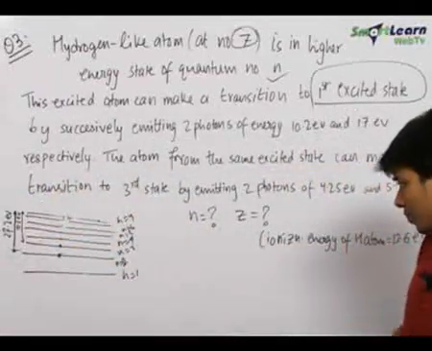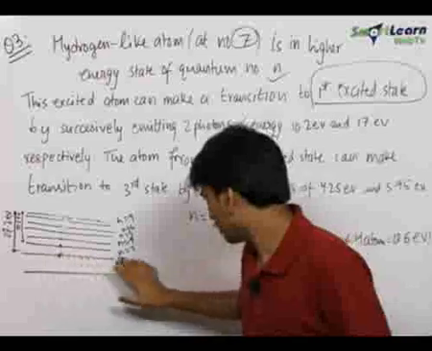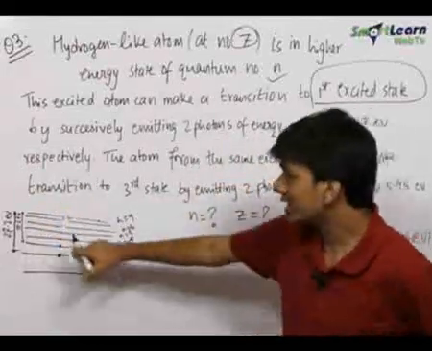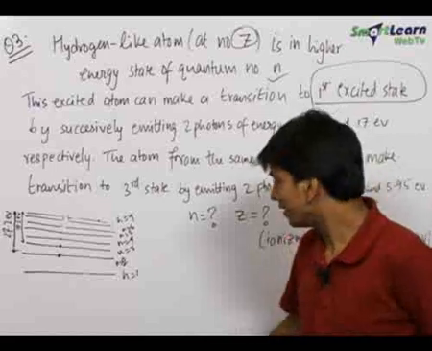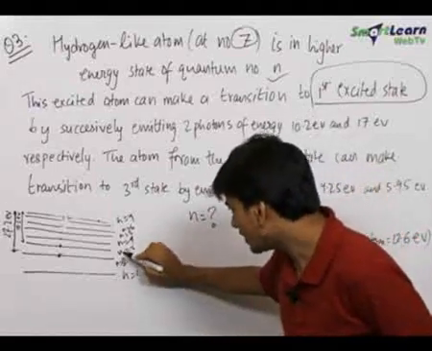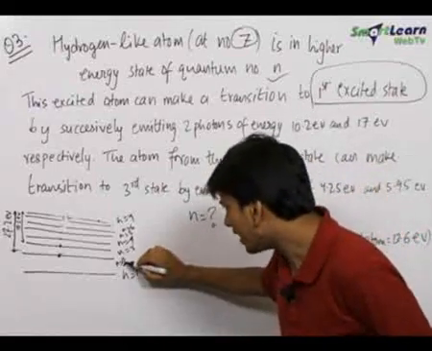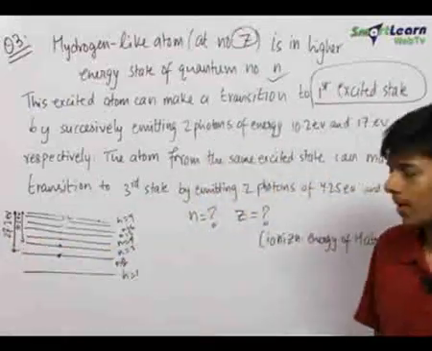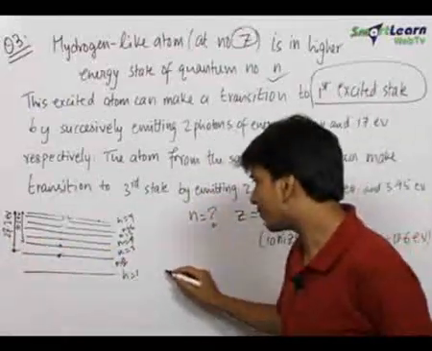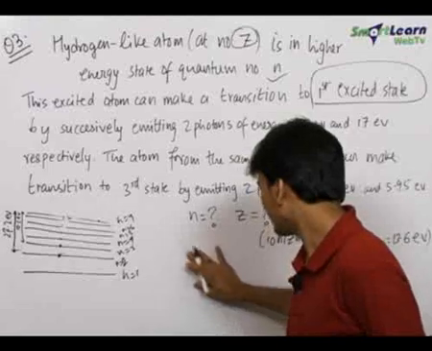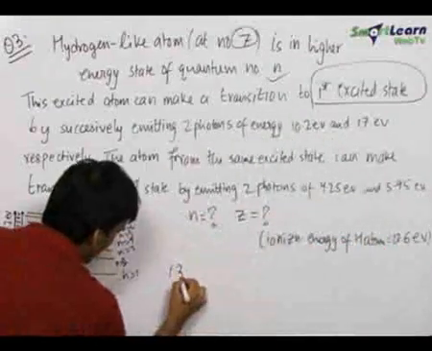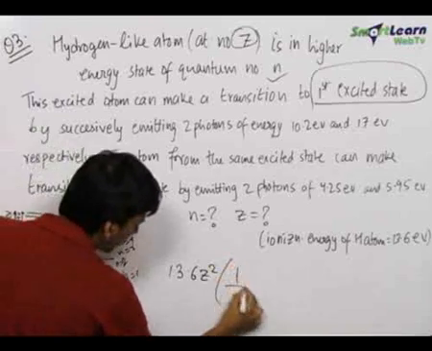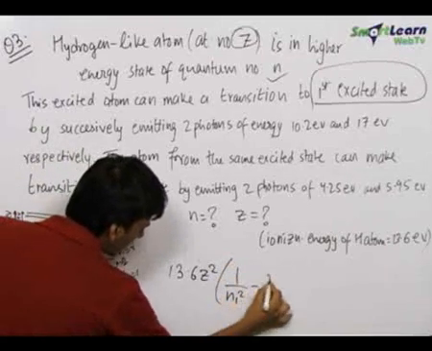Now, to the third state, this is some nth state. Now, we can see clearly from this diagram that the energy difference between the n is equal to 3 state and n is equal to 2 state is equal to 27.2 minus 10.2 electron volts. Therefore, we write the energy difference between the third state and the second state. We know the energy difference between two states can be written to be equal to 13.6 Z square into 1 upon n1 square minus 1 upon n2 square.